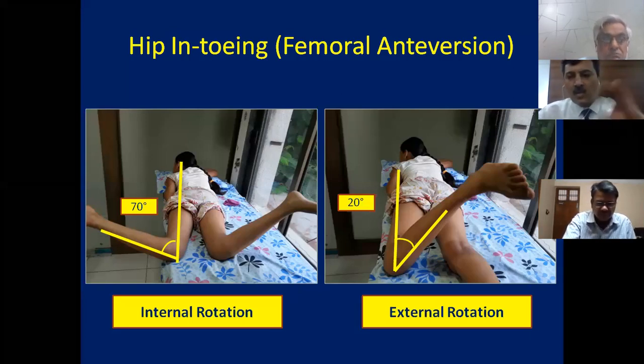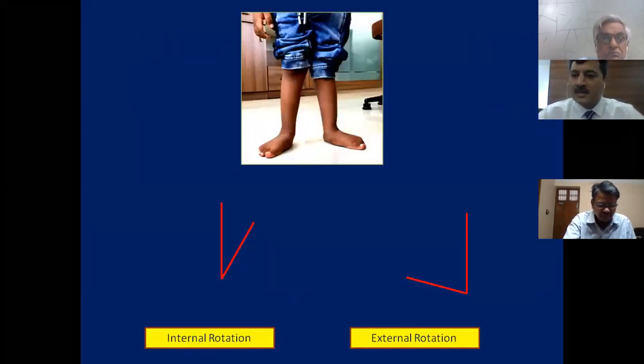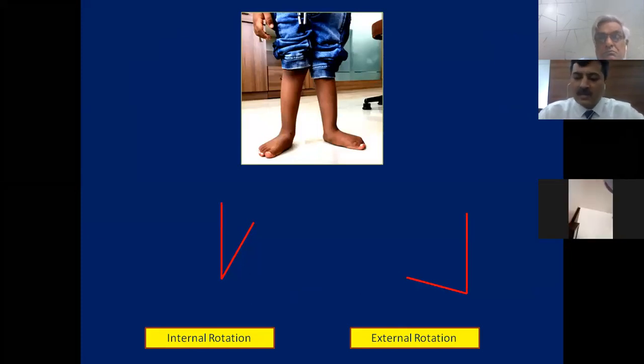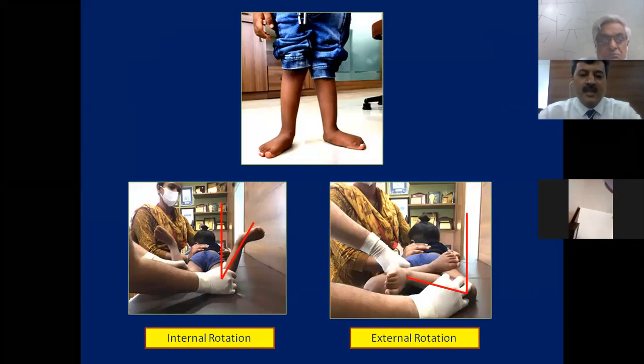Now this can happen in contrast when a child is presented with external rotation. This boy presented to me just 2 days back, and he is turning out. Now if you see this angle, his internal rotation is only 20 degrees, while external rotation, meaning when I turn the leg in, is 70 degrees. So this boy is also having external rotation not from the feet but from the femur, and this boy is having retroverted femoral heads, in contrast to the child we were talking about before who has anteverted heads.